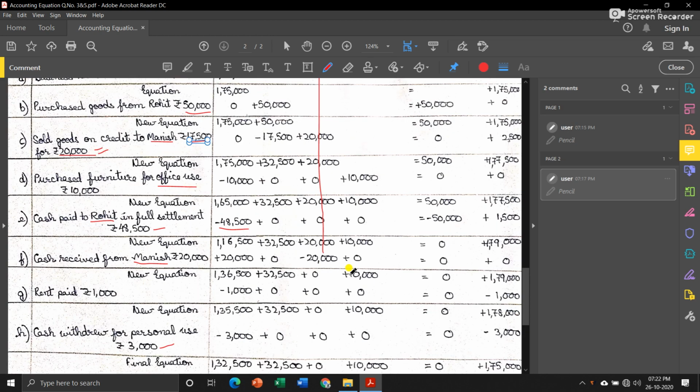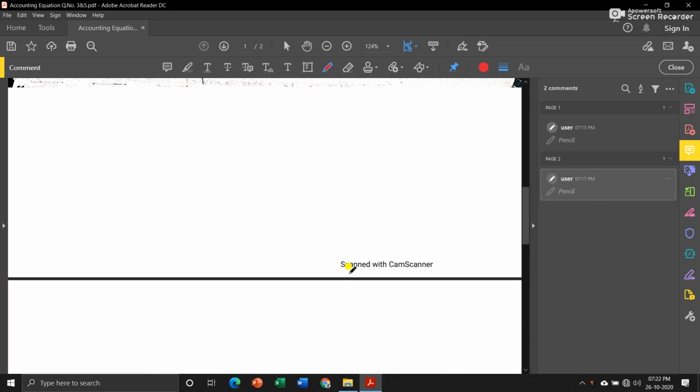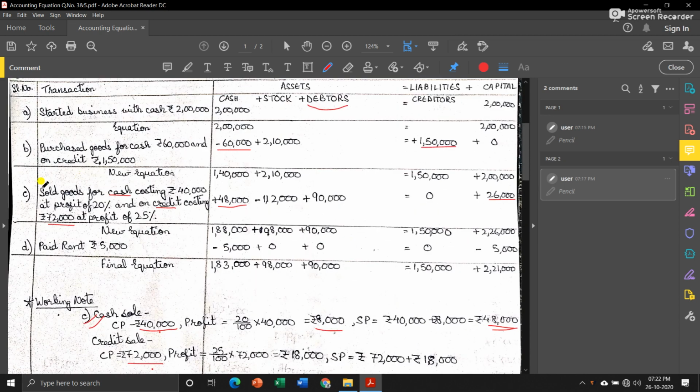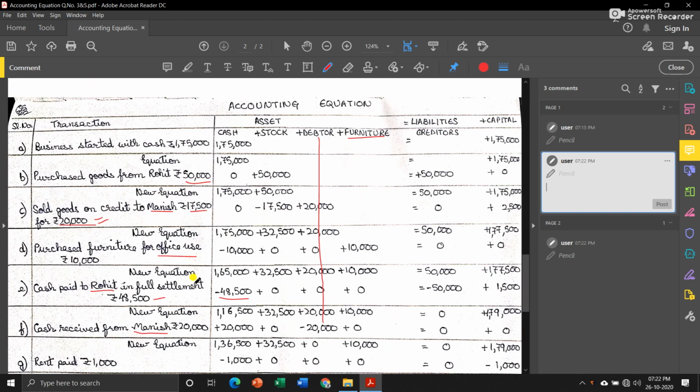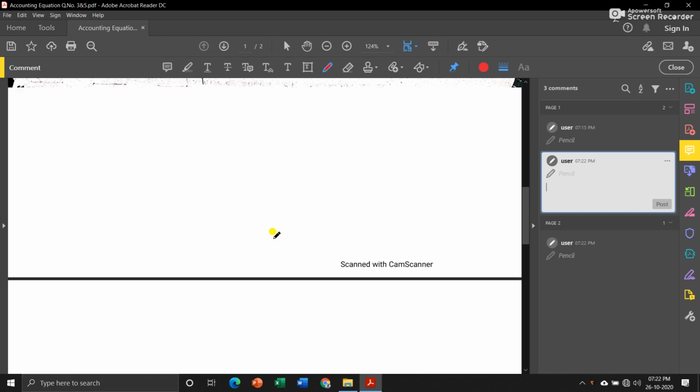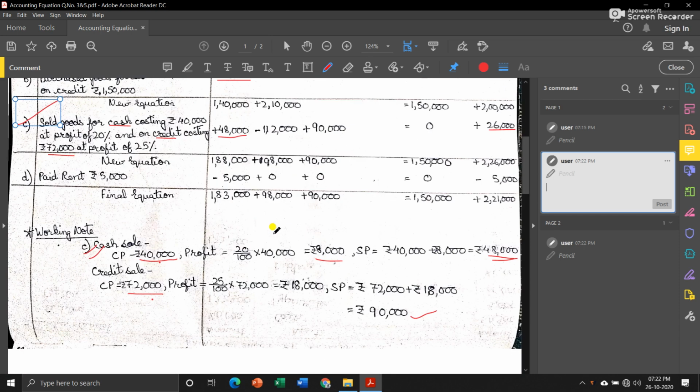I hope you understood this part. Only the new thing in these two questions is transaction number C and this full settlement, how to deal with debtor and creditor. Remember that whenever there are 2 or 3 transactions related with the same party, then you have to see whether that party is your debtor or creditor, and you have to treat that equation according to that. I hope you understood this one, and if there is any doubt you can contact me. And I have skipped question number 4, that will be for your practice.